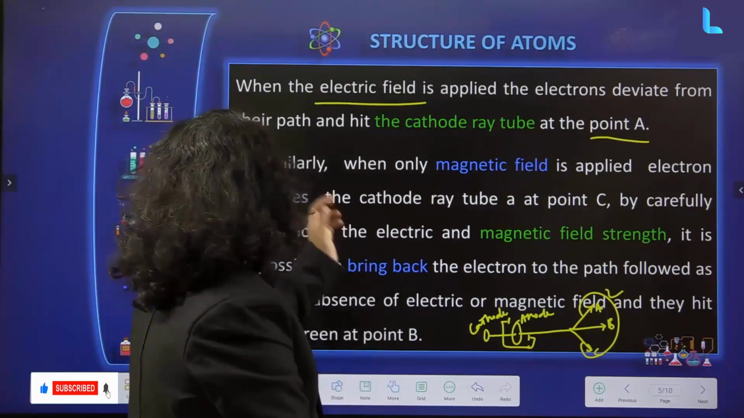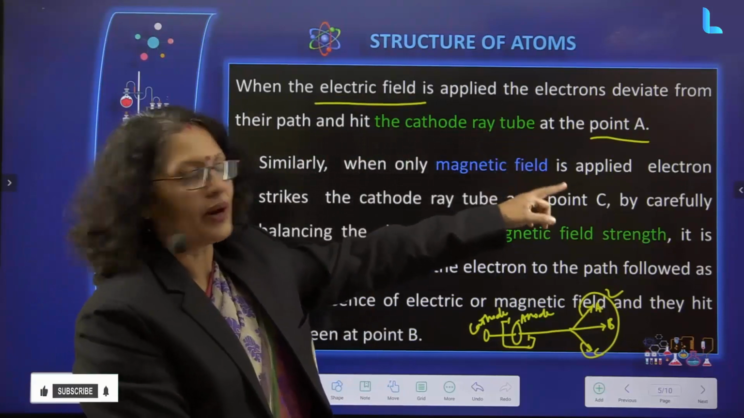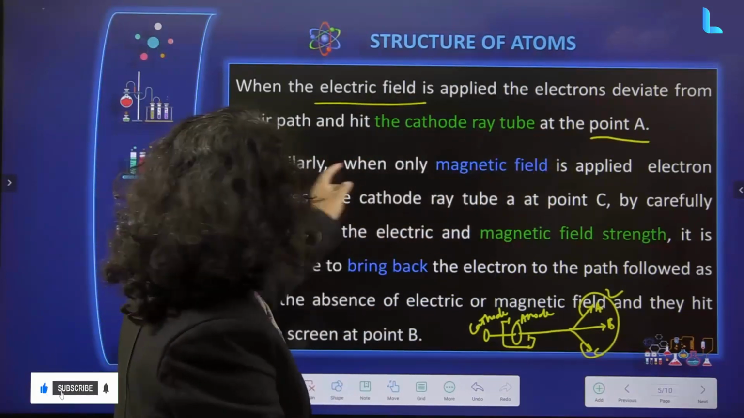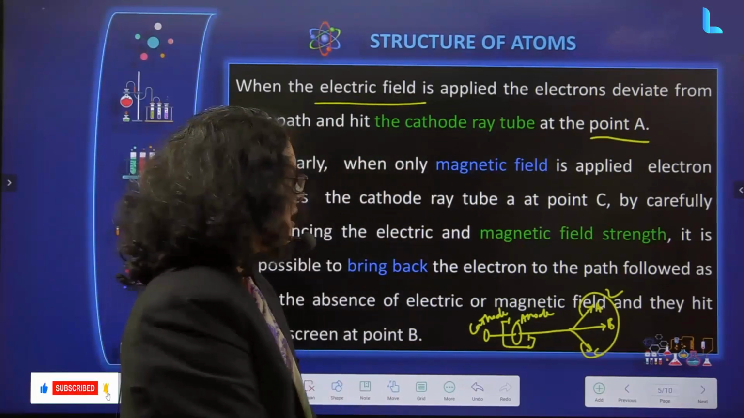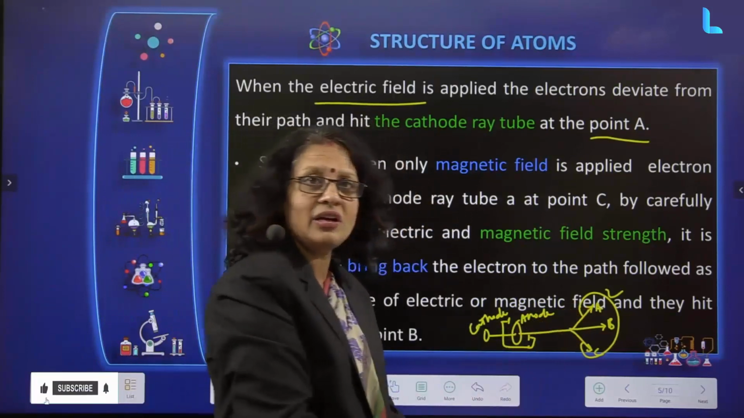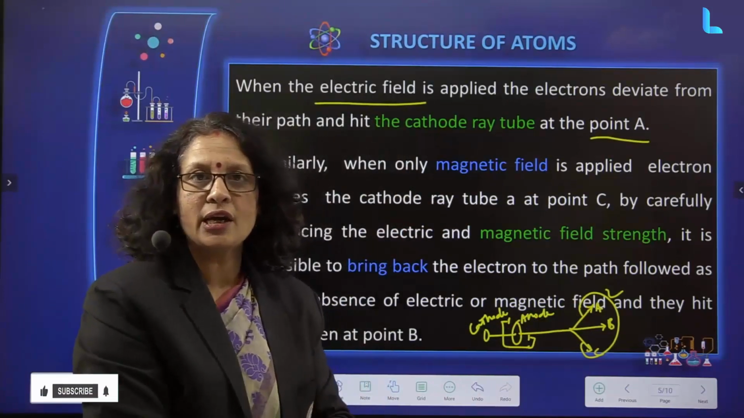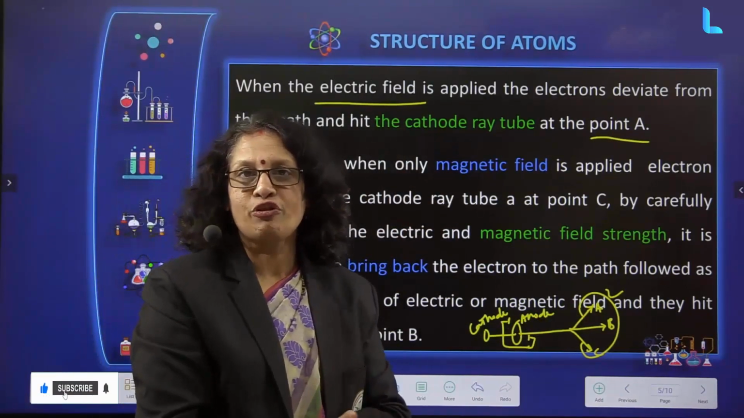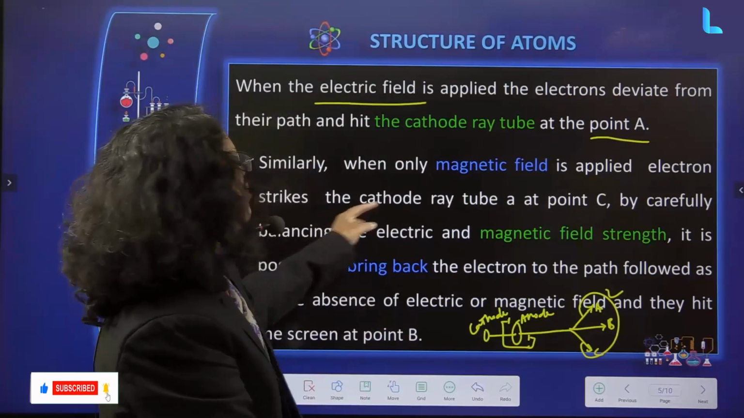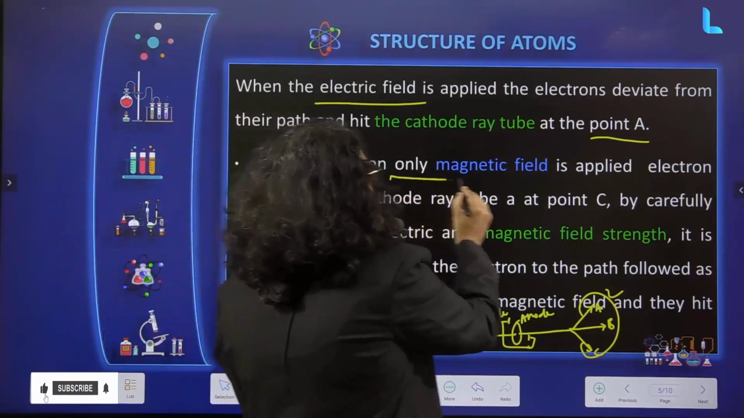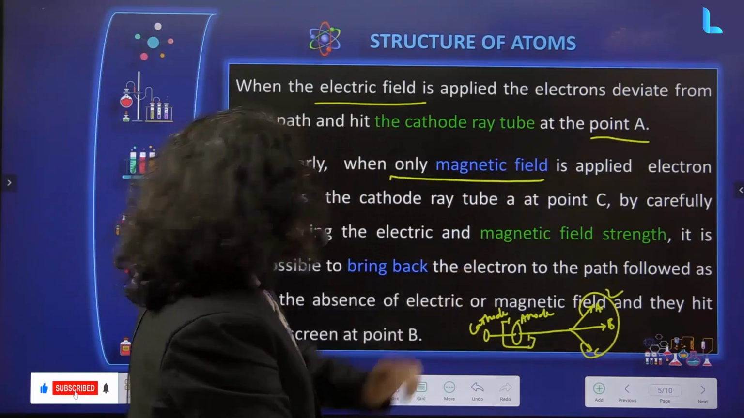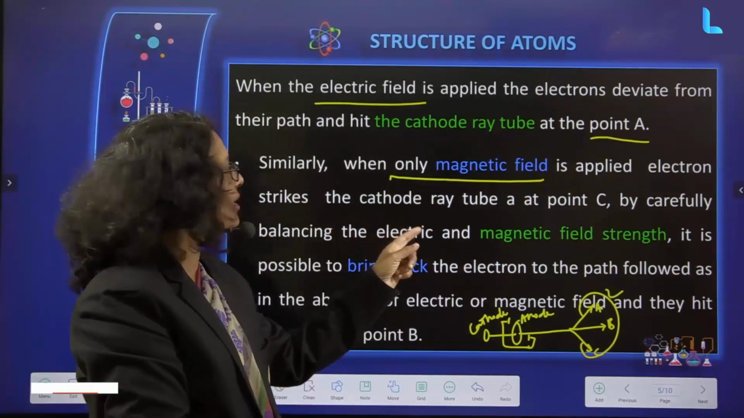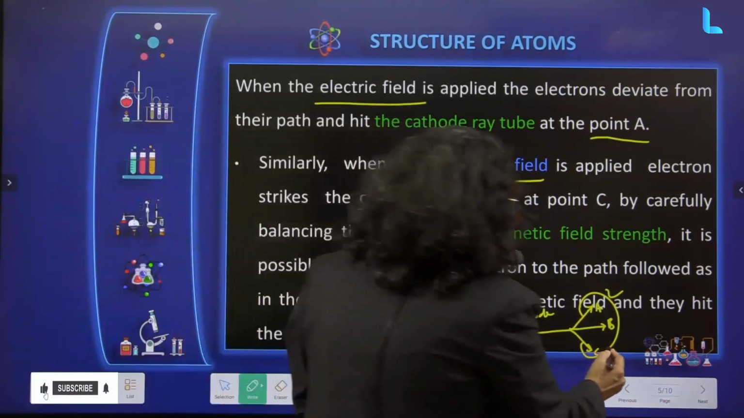Okay, so let's see there. When the electric field is applied, the electron deviates from its path and hits the cathode ray tube at point A. Electrons hit point A in the presence of the electric field. Remember it. Second is when only the magnetic field is applied. When only the magnetic field is applied, the electron strikes the tube at point C.